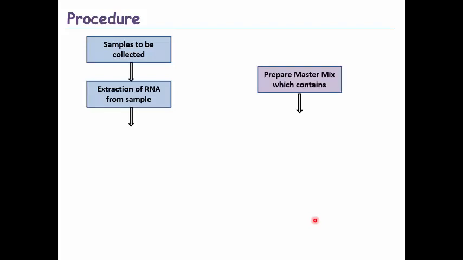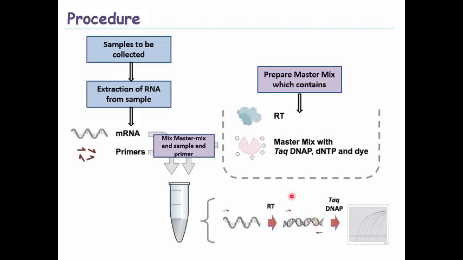At the same time you prepare the master mix, which contains reverse transcriptase to form the cDNA, and also contains Taq polymerase, dNTPs, primers and different probes. Mix the master mix with the extracted RNA from the sample. So the first step will be the formation of cDNA, and after that from cDNA multiple copies of the DNA will be formed with the help of Taq polymerase, which will illuminate the fluorescent dye and which will be measured in the software. Okay, so that is the procedure.